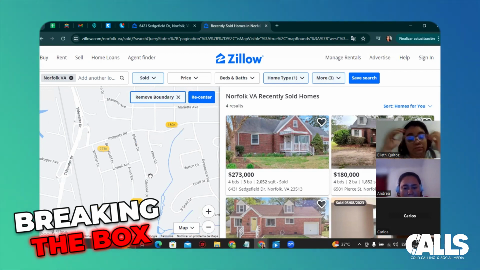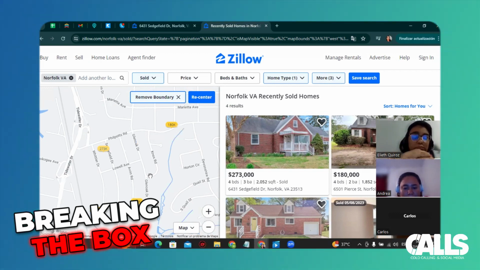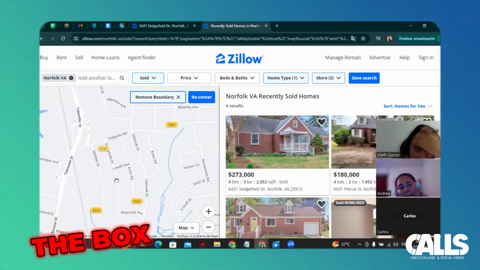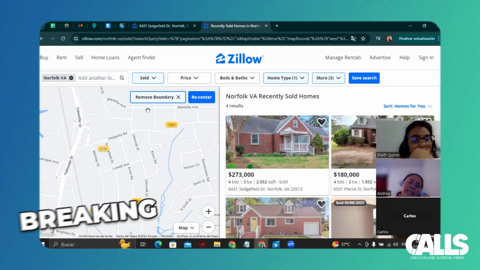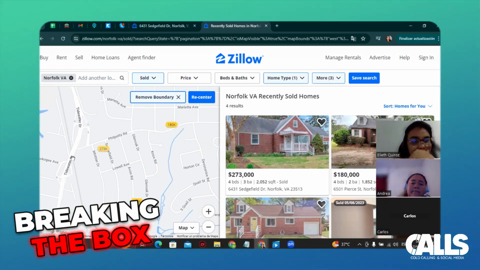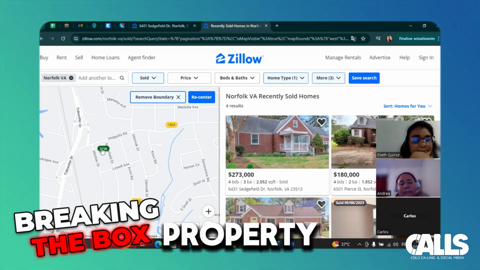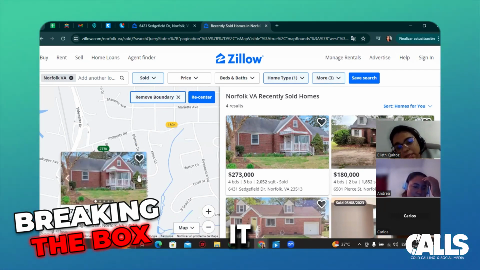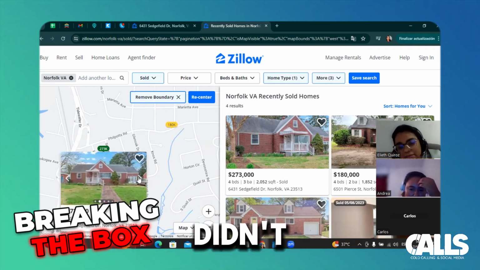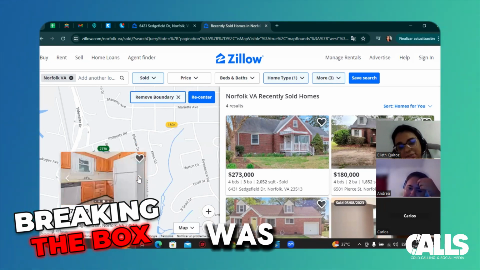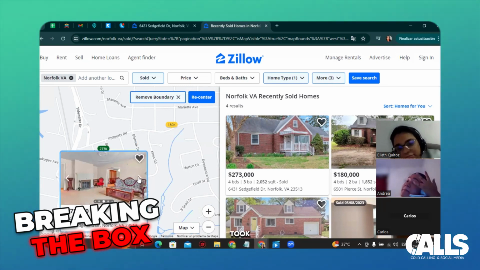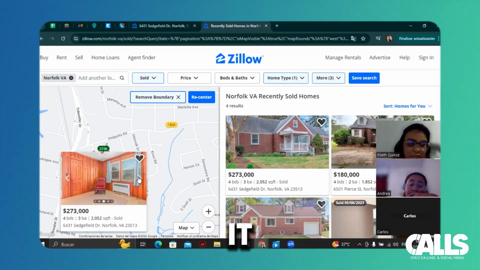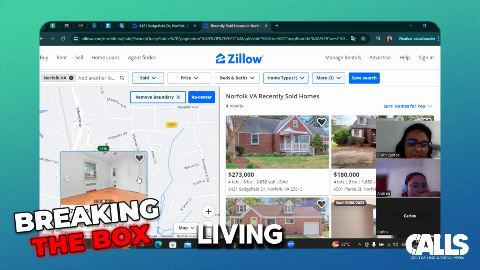I think the 350, 355. Actually, these three are a good comp. I'm gonna say that this property, the one that we're using as a subject, wasn't a fix and flip. It didn't come from an investor. Probably it was just a homeowner who took care of his property and then needed to sell because it is modern, but it looks like someone was living there.